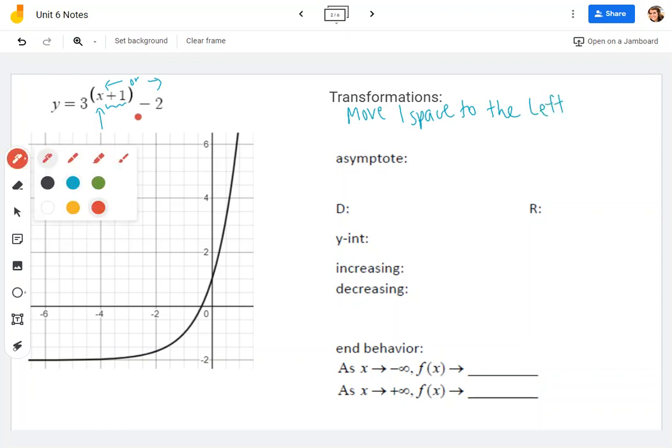And then we can see this number out on the end, the -2 is going to be an up or down, a vertical translation. And here's where the sign stays the same as what we would think. So this moves 2 spaces down.